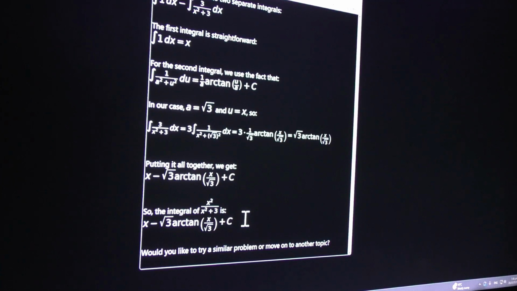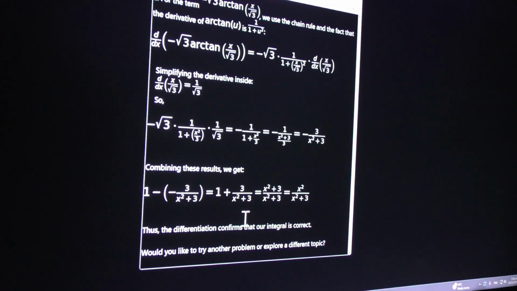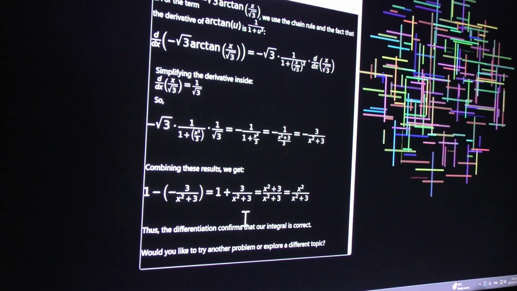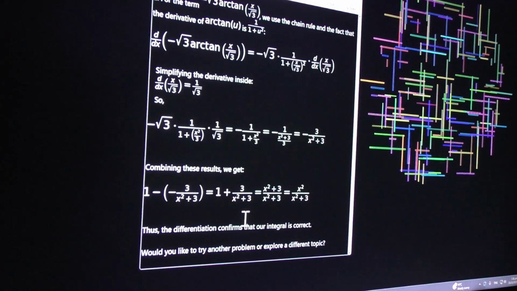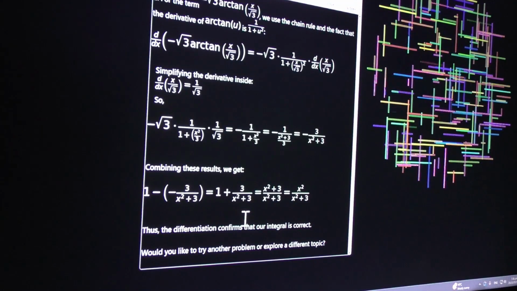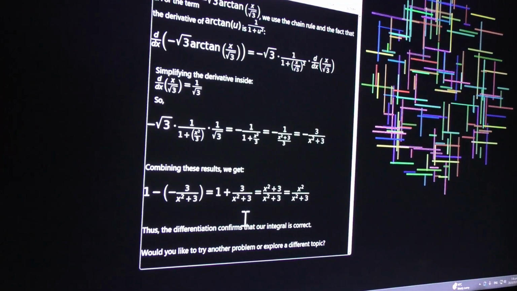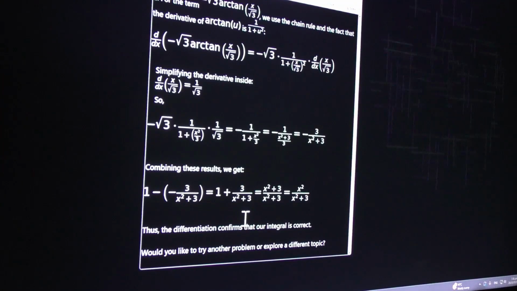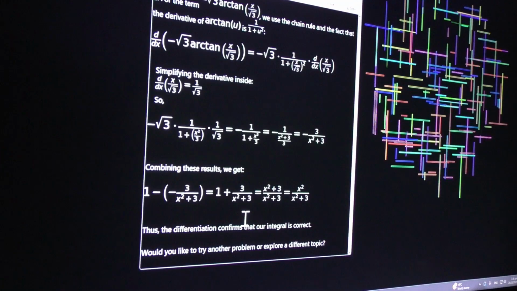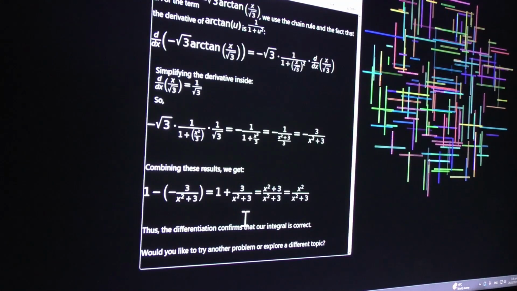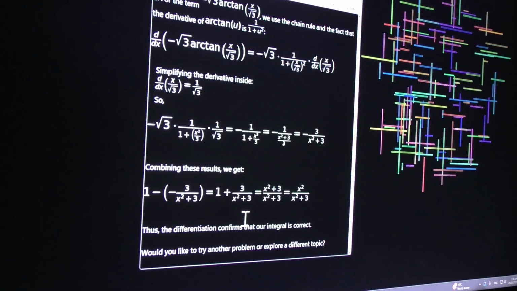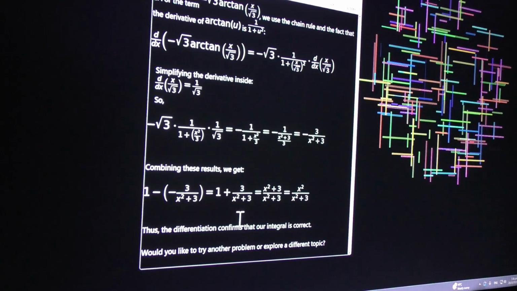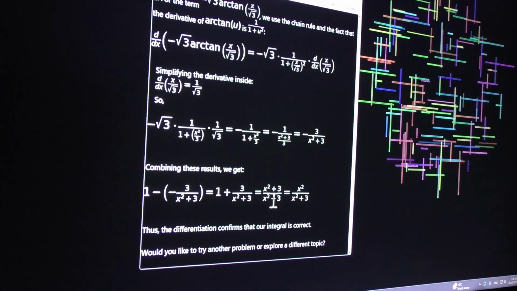Can you check that by differentiating it, please? Certainly. Let's differentiate the result x minus square root of 3 arctangent x over square root of 3 plus c to verify that we obtain the original integrand x squared over x squared plus 3. We will differentiate each term separately. 1. The derivative of x with respect to x equals 1. 2. For the term minus square root of 3 arctangent x over square root of 3, we use the chain rule.